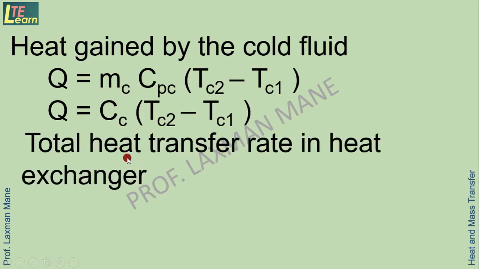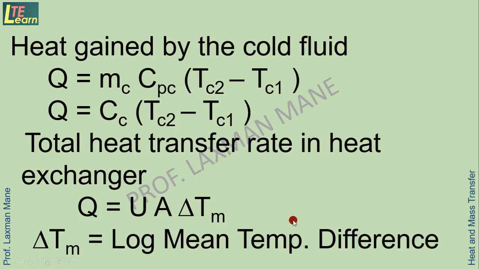The third equation is the total heat transfer rate in heat exchanger, that is Q = U × A × ΔTm, where U, as we have already discussed, is the overall heat transfer coefficient, A is the area of the heat exchanger, and ΔTm is the log mean temperature difference, that is LMTD.